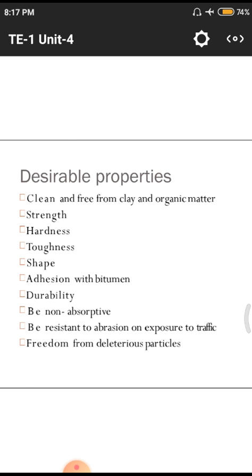If the aggregate strength is very low, the roads will have to be laid again every 2 to 3 years. If the strength is very high, the road will have to be laid only after 5 to 10 years of design period. Next one, hardness.